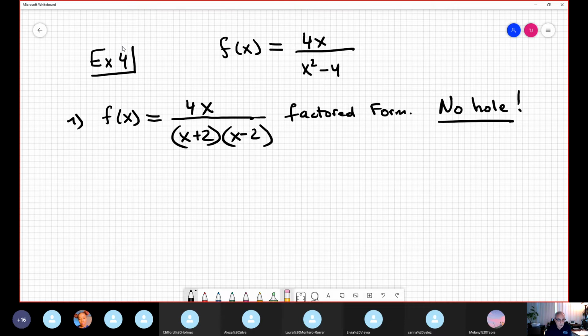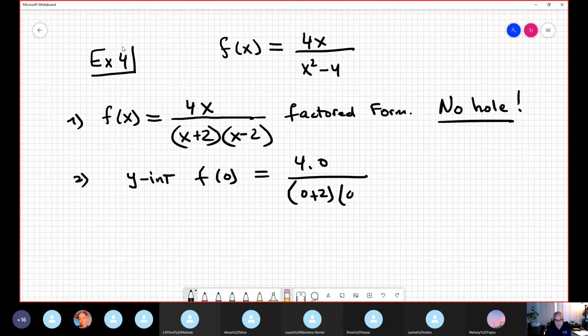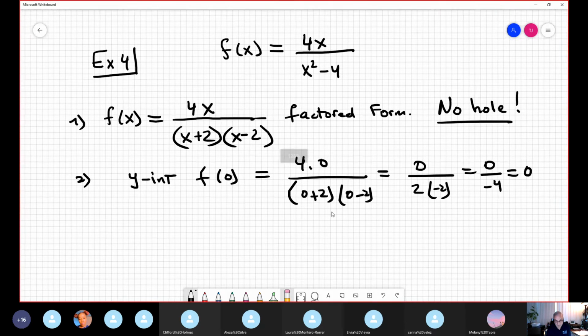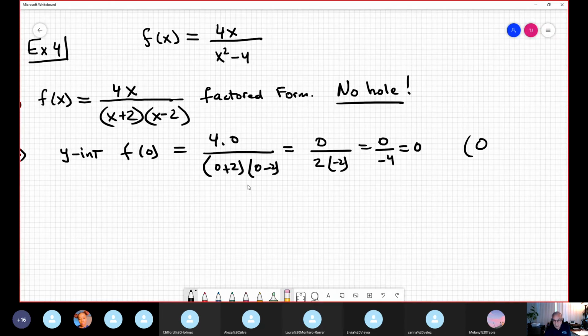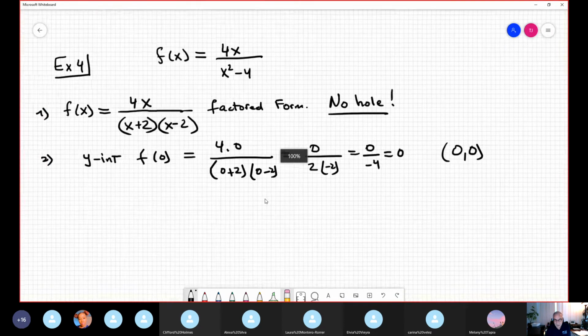This is step 1. Step 2 is compute the Y-intercept. To compute the Y-intercept, you evaluate the function at 0. Substitution, plugging in: 4 times 0 divided by (0 plus 2)(0 minus 2). 4 times 0 is 0. This is 2, and this is negative 2, making negative 4. So 0 divided by negative 4 is 0. When this situation happens, and it frequently happens, when the answer is 0, the Y-intercept is the point (0,0), the origin. And this is both the X-intercept and the Y-intercept.